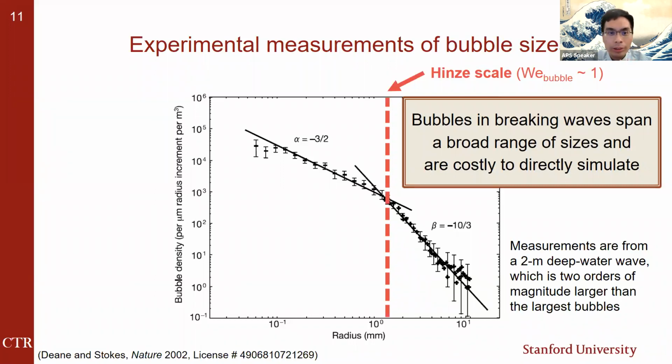Now, the sizes of these bubbles have been measured in various experiments, including this one by Dean and Stokes. As you can see from this size distribution plot, the smallest bubbles that they measured had a size of approximately 100 microns, which is at least 4 orders of magnitude smaller than a wavelength. This means that bubbles in these breaking waves span a wide range of sizes and are extremely costly to directly simulate, necessitating subgrid scale models to bring down their cost.